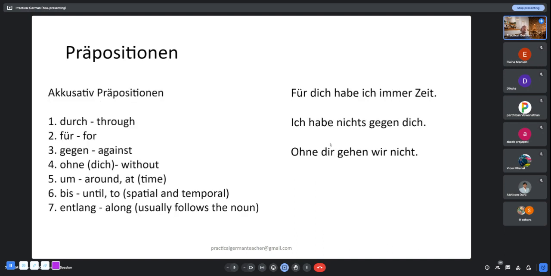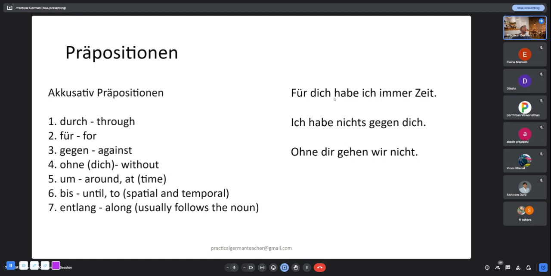Let us look at the accusative prepositions. So you have durch, für, gegen, ohne, um, bis, entlang. Durch means through, für means for. You know this already, I guess. Gegen means against. Ohne means without. Um means around or at. You know this, like, um 6 Uhr, at 6 a.m. Bis is until or to. Entlang is along. Again, not the best idea to remember the meanings as they are. Use them in some sentence.